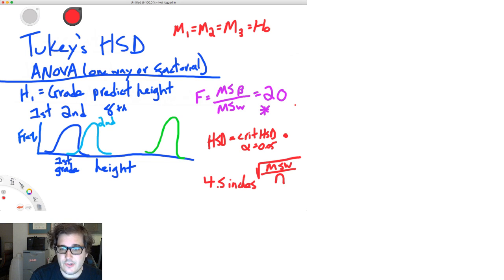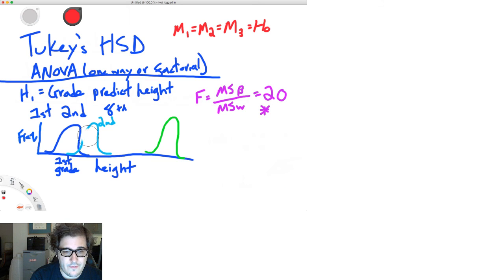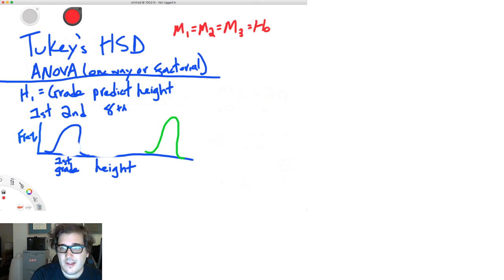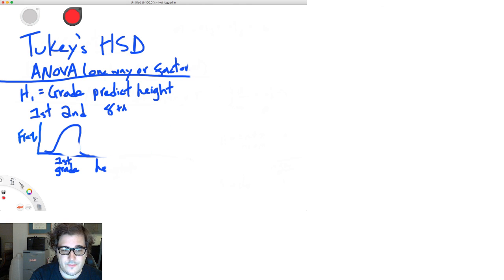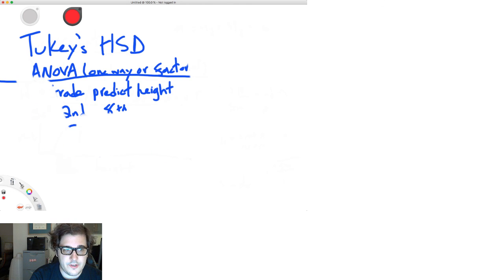You could do it for 2 groups, but if you find a significant difference with 2 groups, you always know that they're different from each other because there's only 2 of them. So like if it was only 1st and 8th graders, and you did a t-test, because that's what you would do, you have 2 means, you do a t-test, you find that they're different, you don't need to do a Tukey's because you know that there's only 2 groups. You know that distance must be significantly larger than what Tukey's HSD would calculate, which is true. So 3 or more groups is when you use Tukey's.